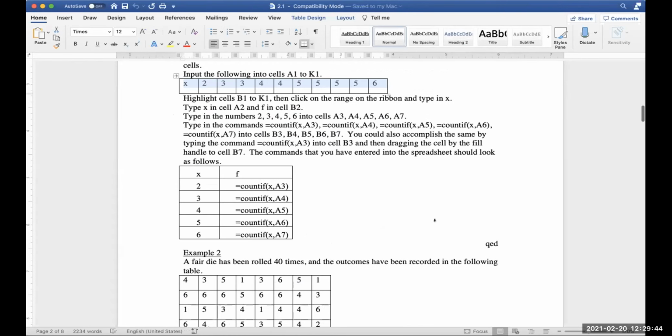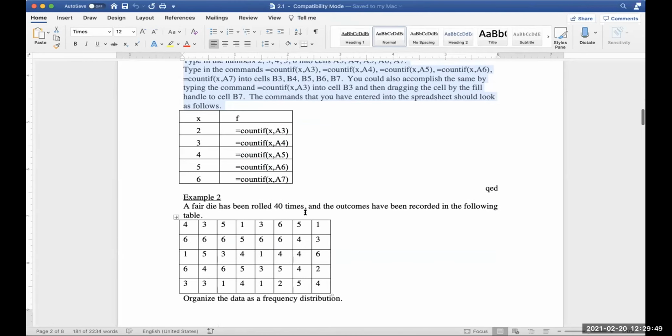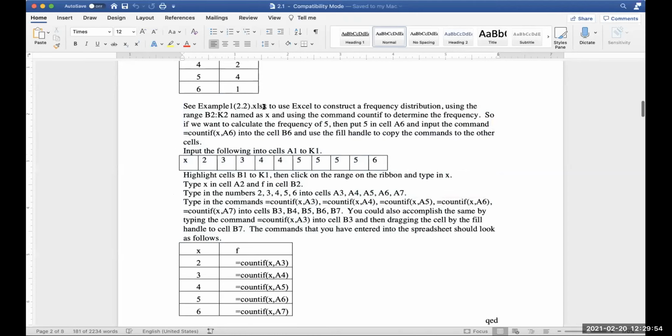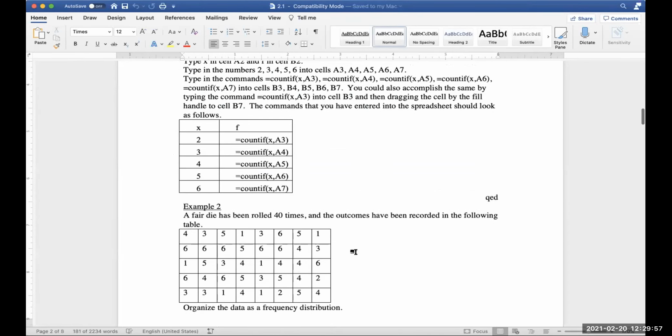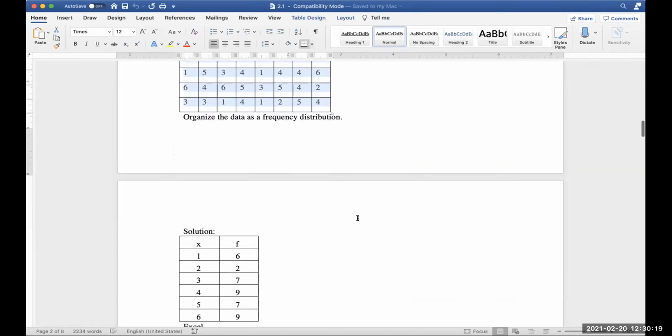Okay, and this just explains how to do that. And also, I think I put that somewhere. You can grab that file. So, a fair die has been rolled 40 times, and outcomes have been recorded in the following table, actually. Let me copy that. Organize the data as a frequency distribution.